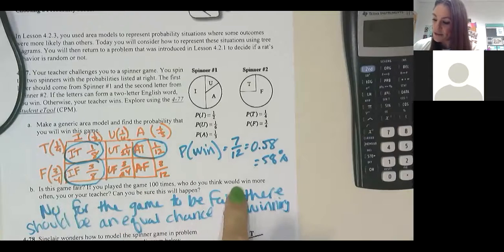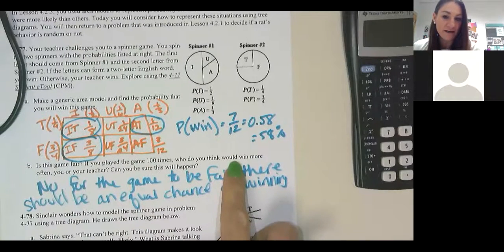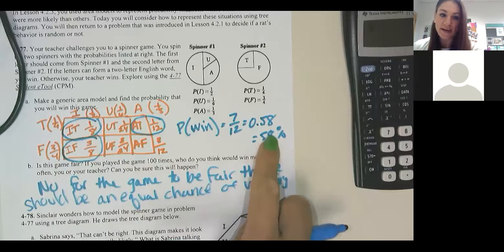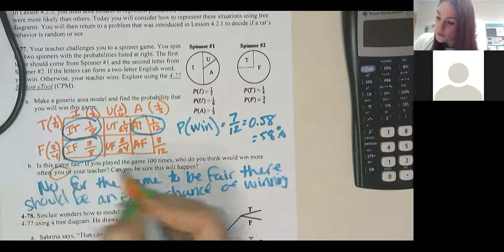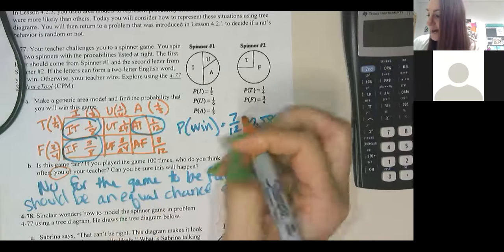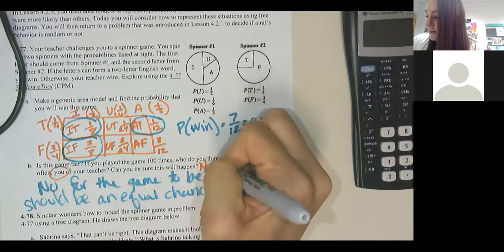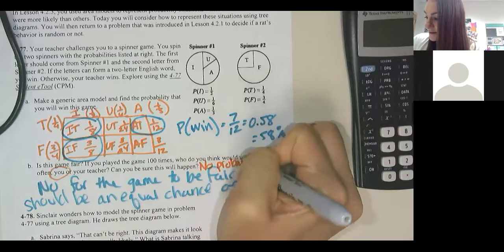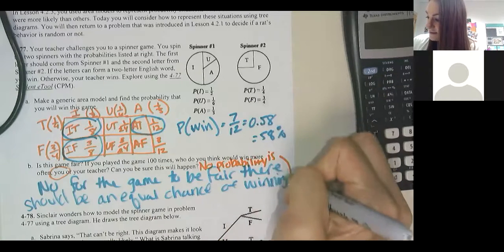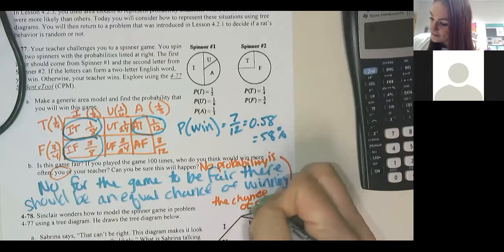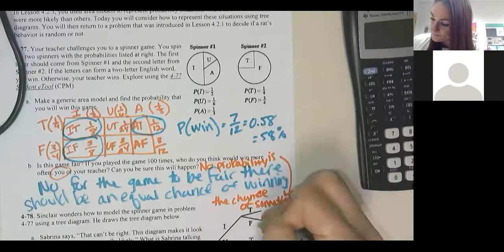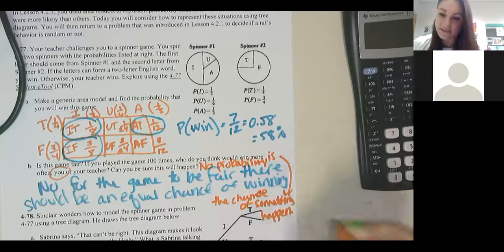Okay, so if we played 100 times, who do you think would win more often? This is the probability that you would win versus the probability that I would win. So who do you think would win more often, you or your teacher? You would win more often. Can you be sure this would happen? No, probability is the chance of something happening. It's not certain.